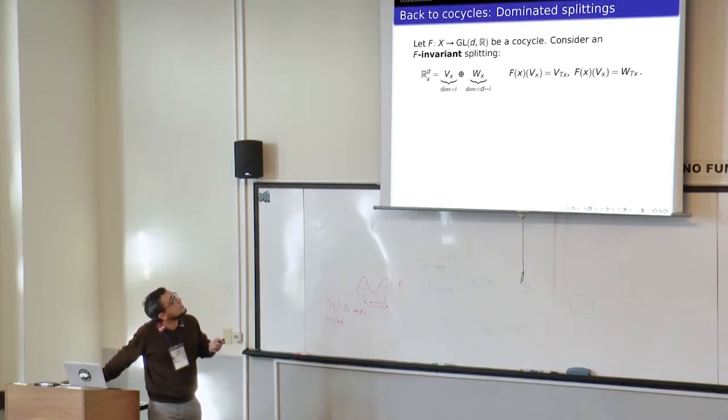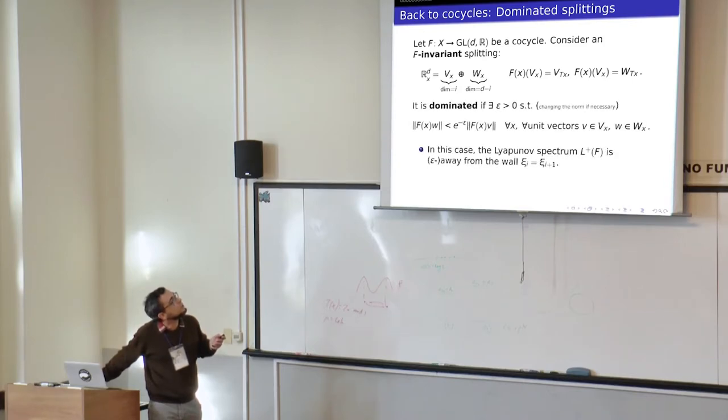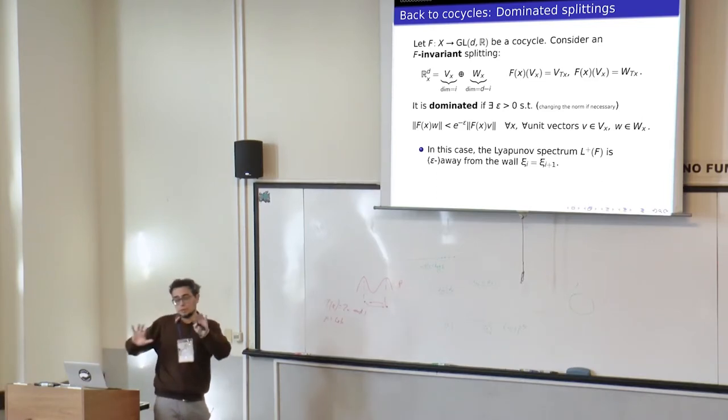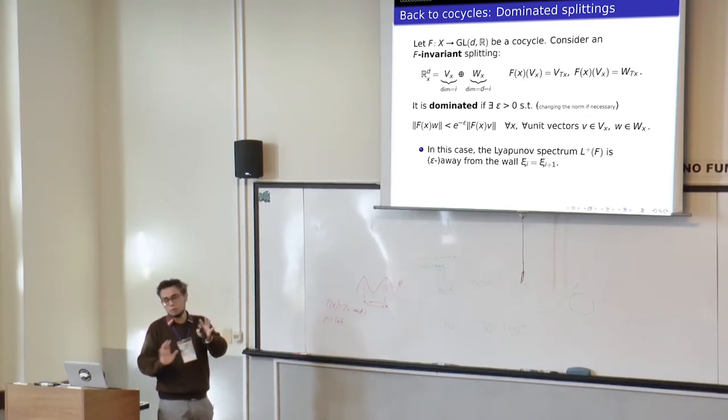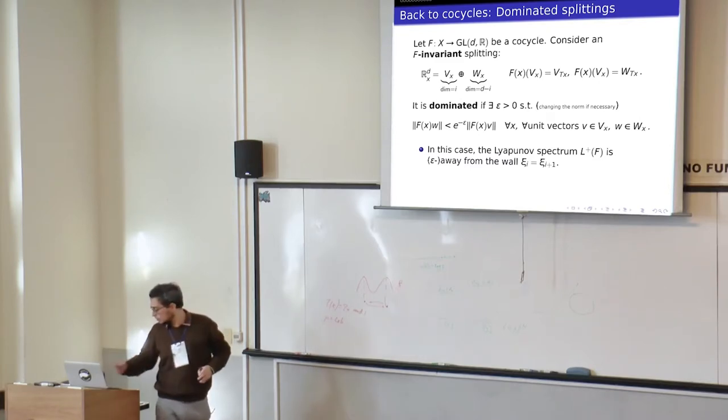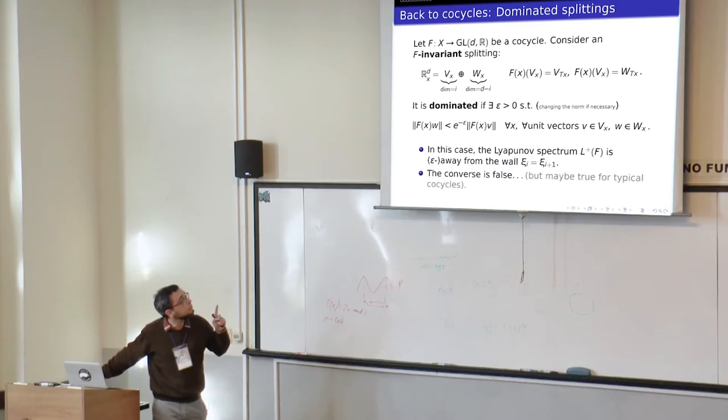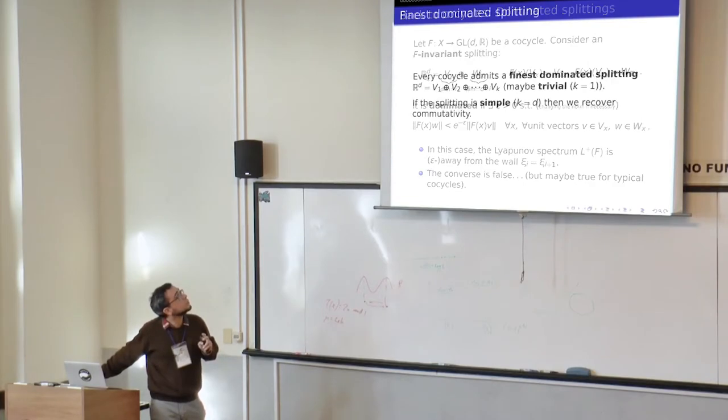As I said, it's nice when you have a dominated splitting, the situation becomes simpler. The definition of dominated splitting: you have two bundles that are invariant under the action of the cocycle, and the expansion of one bundle is less than a constant, less than one, times the expansion you see on the other. In this case, it means that the Lyapunov spectrum is away from a certain wall, because the least expansion that you see in the first bundle cannot approach the strongest expansion you see on the other. So there is a gap between the Lyapunov exponents. The converse is not true, but maybe it's true under some assumptions, and maybe it's true for typical cocycles. Okay. So, yes.